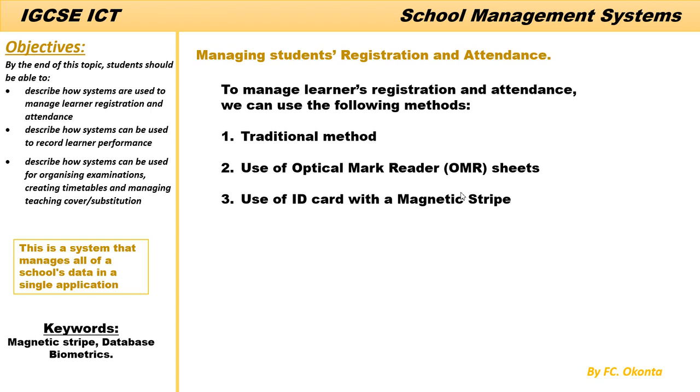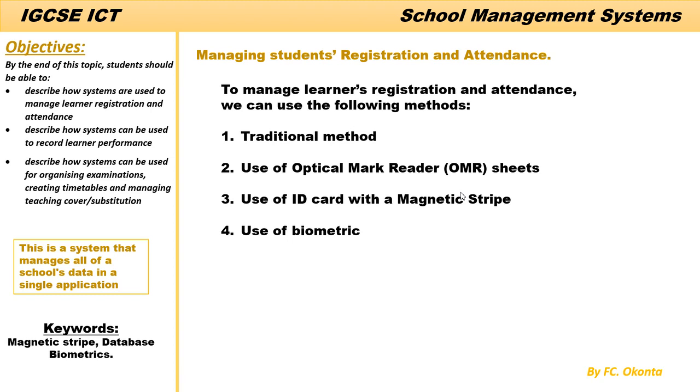In this method, each of the students is going to be given a magnetic stripe ID card. When you come into school in the morning, all you do as a student is go to the magnetic stripe reader and swipe your card. Once you swipe your card, the computer is going to pick the information in the magnetic stripe in your card and record the time and date for that particular student. In that way, you have registered yourself that you are in school for that day. We're going to look at the advantages and disadvantages of it.